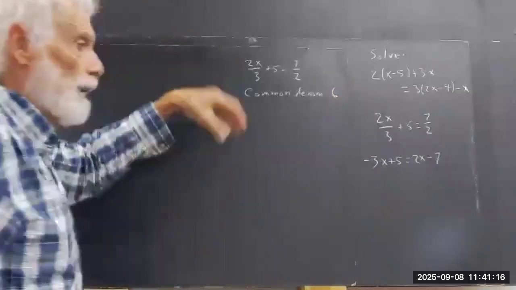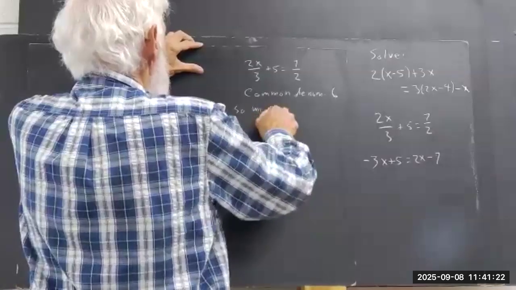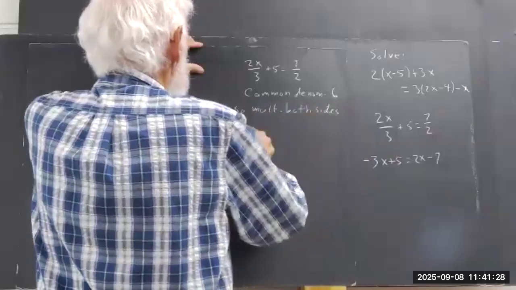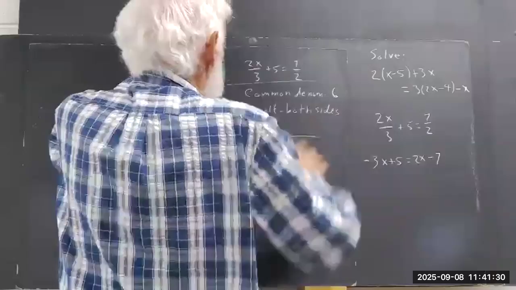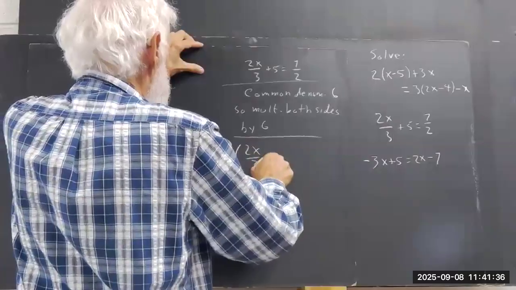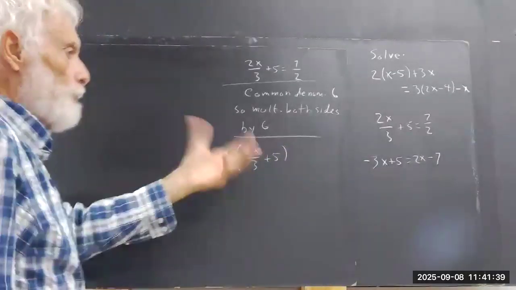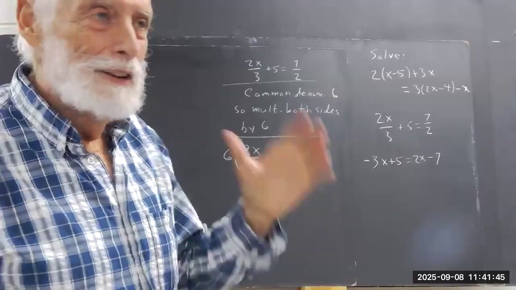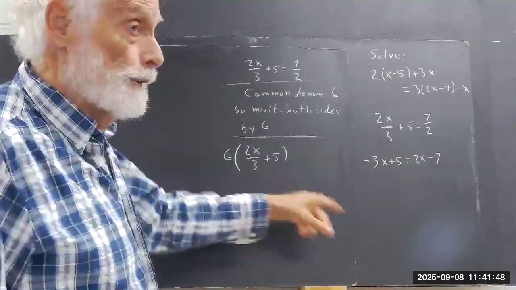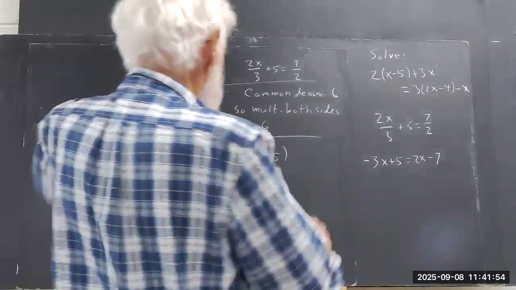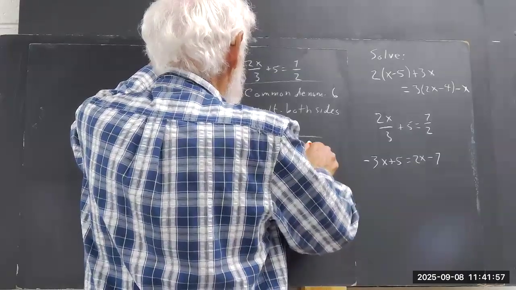You have a common denominator. So multiply both sides by 6, which gives you 6 multiplied by 2x over 3 plus 5, multiplied by everything. People are in the habit, not in the habit, and I admit that when I was learning algebra, I did it a few times. You know, you multiply by the first, and then you forget to multiply by the second. So no big shame in that, but you got to get over it.